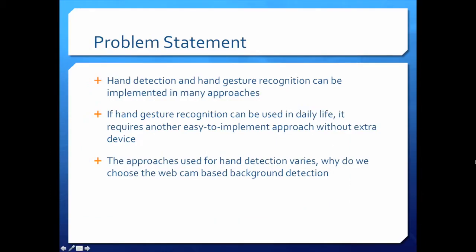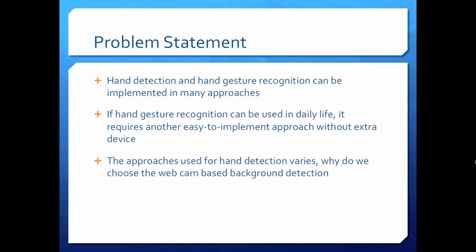So the problem statement: how do we achieve this kind of hand detection and hand gesture recognition? The most accurate approach for hand detection is through gloves with sensors that can sense the joints and fingers of humans. However, this approach is not simple enough to implement in daily life.